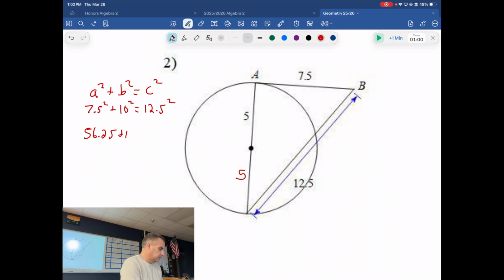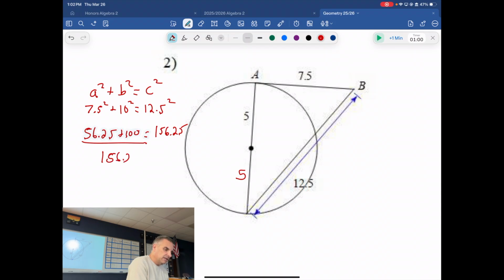12.5 squared is 156.25. If I add 56.25 and 100, that gives me 156.25. So 156.25 equals 156.25. Is AB a tangent? Does A squared plus B squared equal C squared? Yes, it does. So therefore, this is yes.